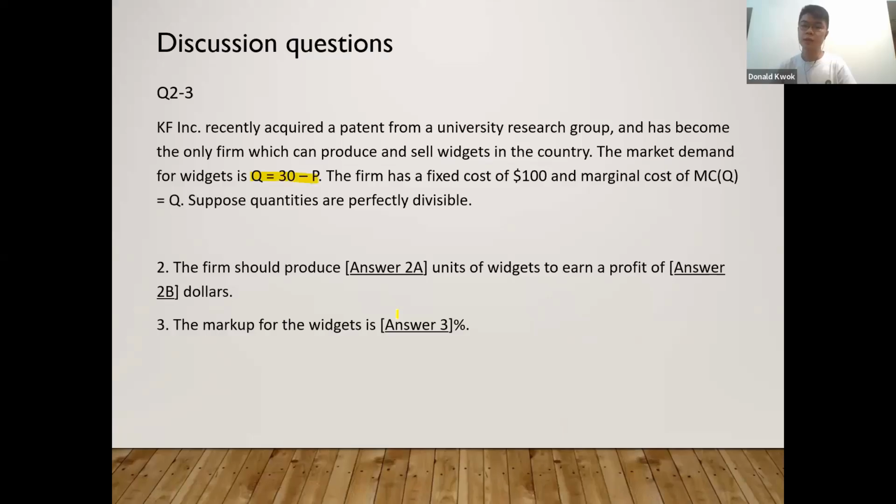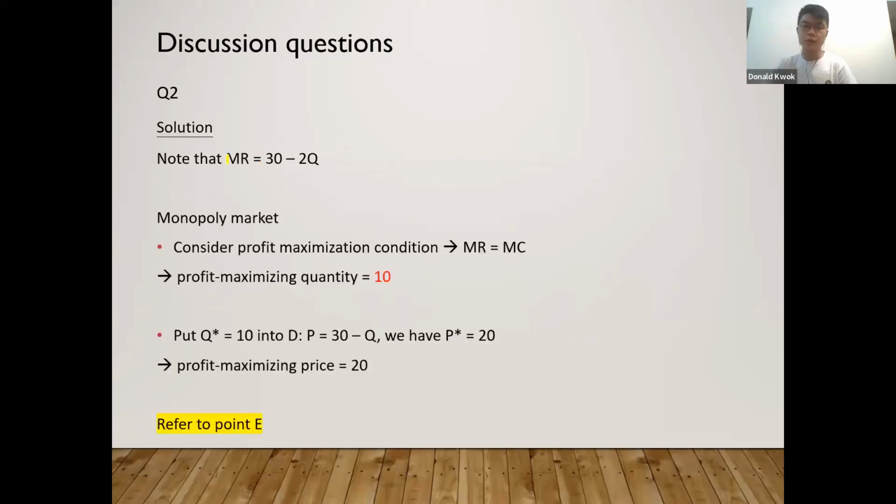And we can move on to step 2, to obtain the marginal revenue curve by multiplying the coefficients in front of Q by 2. So this is why we have the marginal revenue equals to 30 minus 2Q. Remember, we multiply the coefficients in front of Q by 2. Step 3, to find the profit maximizing quantity using the profit maximization condition, MR equals to MC.